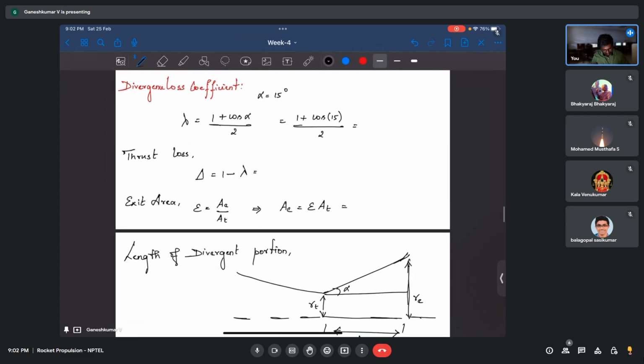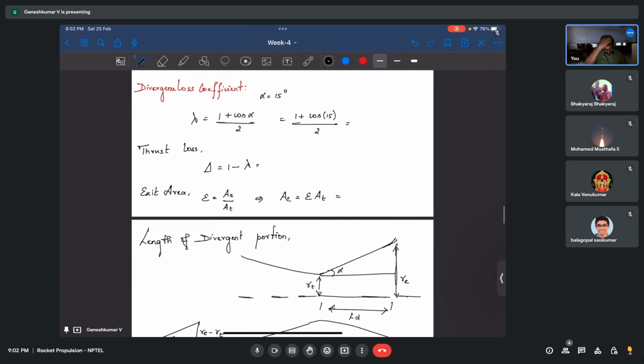It actually crossed 9 o'clock. Maybe I will stop here. Please complete these remaining 4 questions: divergence loss coefficient, thrust loss, exit area of the nozzle, and length of the divergent portion also.